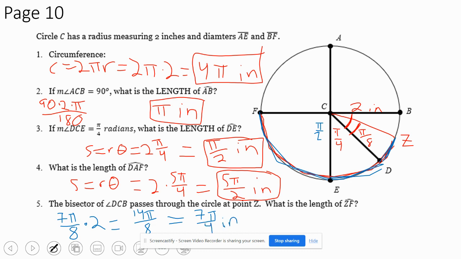And again, if you wanted to simplify this 2 over 8 here, you could have. When it's small numbers, sometimes I just multiply it out and then simplify because it's not super hard to work with numbers like 14 and 8. But again, you can simplify first if you prefer.